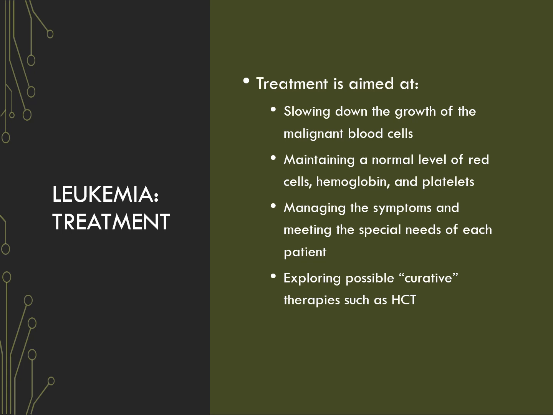Treatment is aimed at slowing down the growth of the malignant blood cells, maintaining a normal level of red blood cells, hemoglobin, and platelets, managing the symptoms and meeting the special needs of each patient, and exploring possible curative therapies like HCT. Acute leukemia treatment consists primarily of chemotherapy with a combination of anti-neoplastic agents targeted at different phases of the cell cycle. The drug therapy is divided into 3 phases: the induction, consolidation, and maintenance phase.